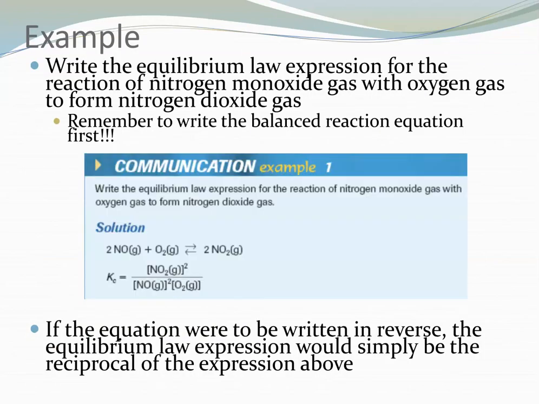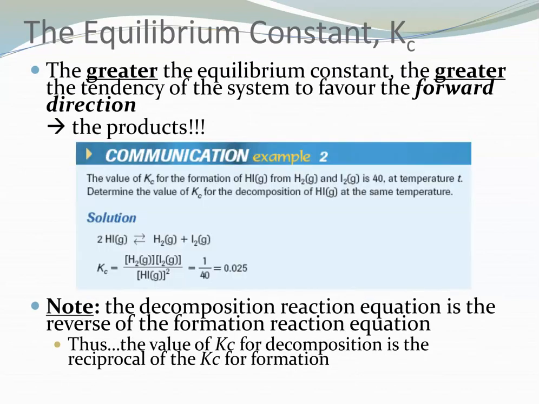Before you can write an equilibrium law expression, you must have a balanced equation. The product entities are written on the top and the reactant entities are written on the bottom in square brackets. The coefficients from the balanced equation become the exponents on the concentrations. If an equation is reversed, the expression would be a reciprocal of the expression above. If an equilibrium constant is high, there is a greater tendency of the system to favor the forward direction.